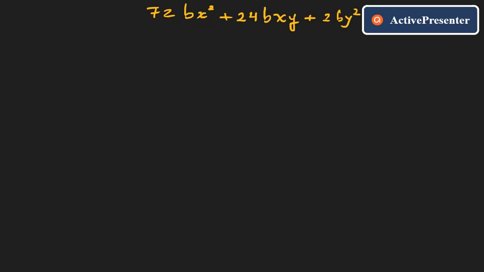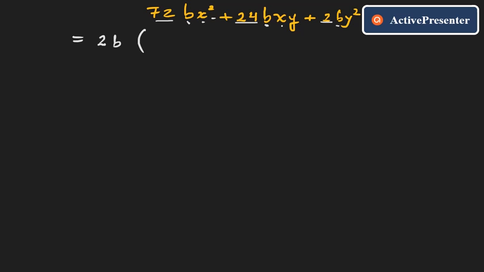Another question. If we have 72bx squared plus 24bxy plus 2by squared, how to factor this? First, let's take the greatest common factor. Is there any common thing about 72, 24, 2? Yes, the greatest common factor of these numbers is 2. Now, let's check b. Here we have b, and here we have b, so b here. What about x? Here we have x squared, here x, we don't have x in the last term, and we have y in the last two terms but not in the first, so our greatest common factor is 2b.